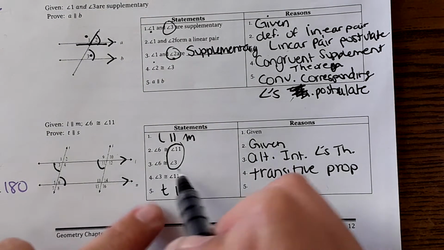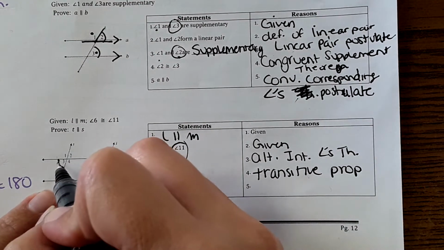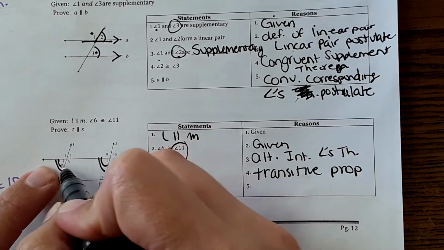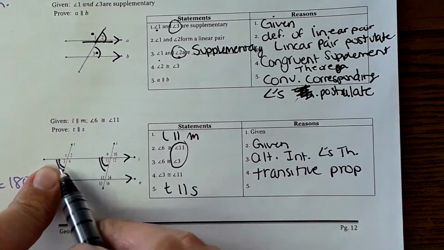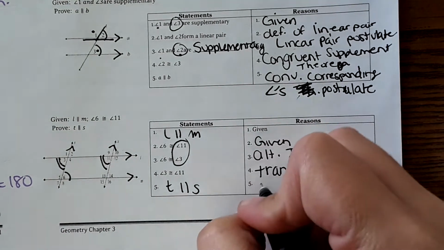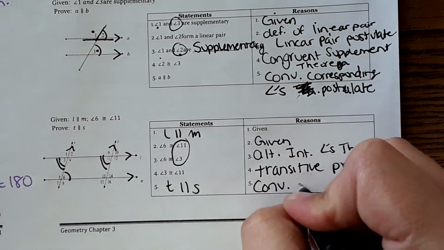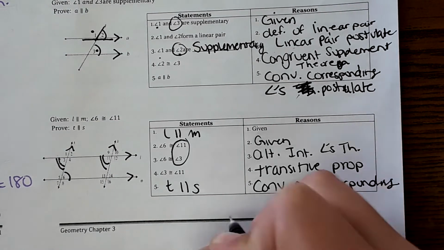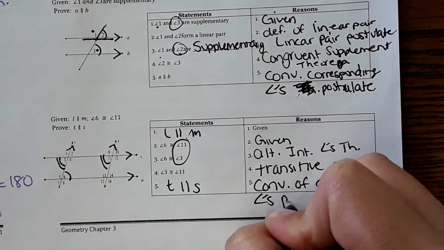And then looking at 3 and 11 are right here. So this angle and this angle, they are corresponding angles. So if those two angles are equal, that means that T is parallel to S. So converse of corresponding angles postulate.